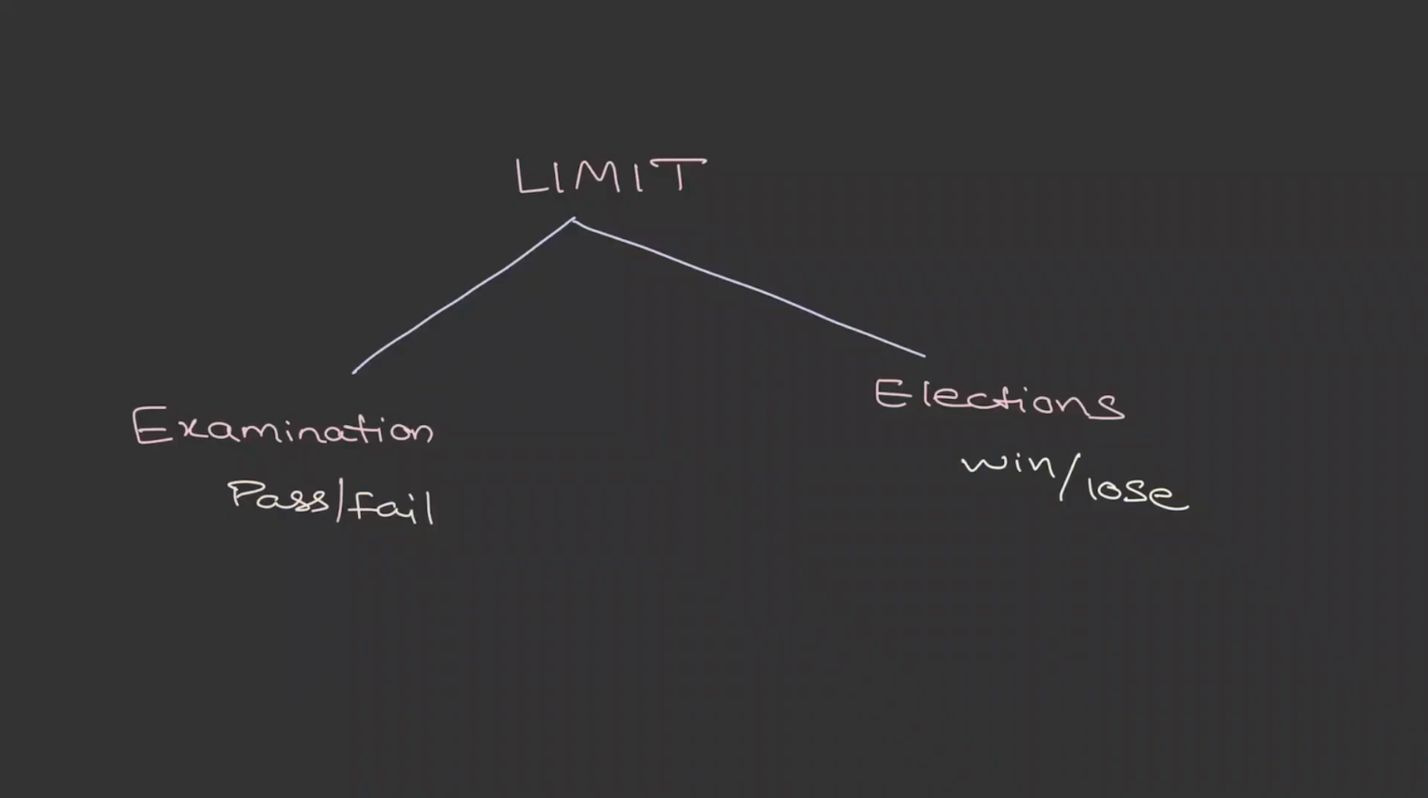The fourth type of problems in percentages are based on limit. These are conceptual versions of type 2 and 3. So the concepts used are examination and elections. Why did I call this as limit? I call this because in examination we have two choices, either to pass or fail. Same in elections, we have winning and losing. Let's see problems related to both.